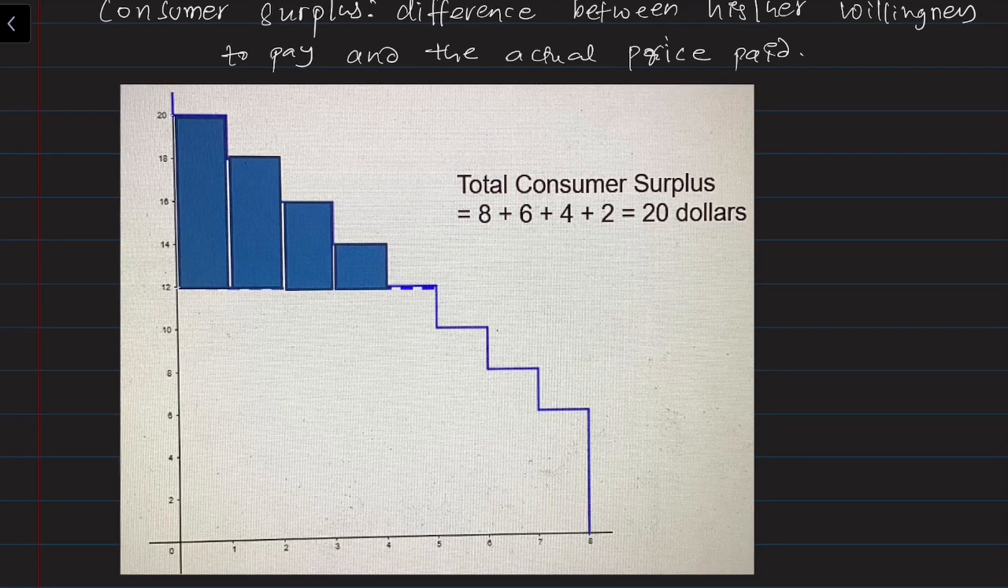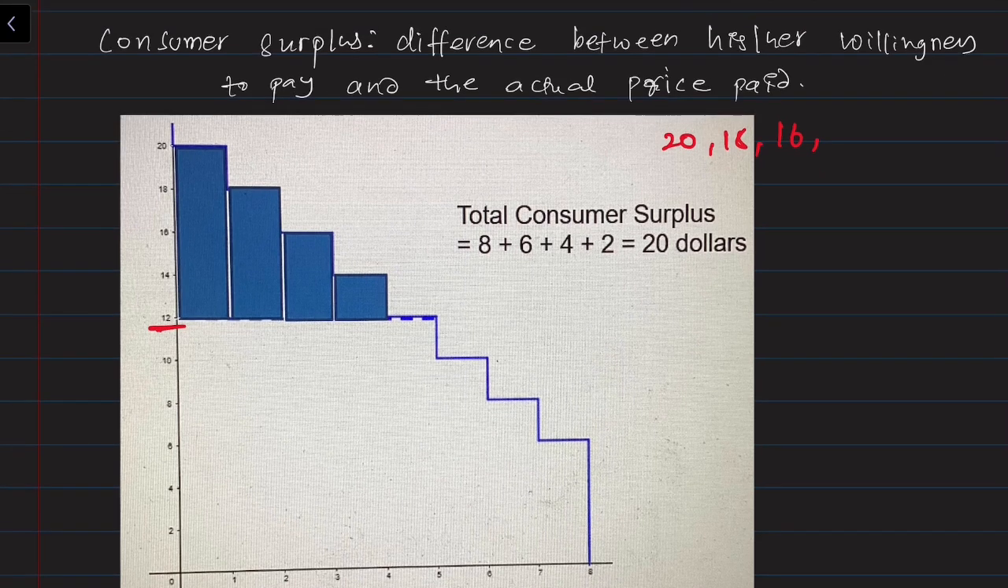So let's say in the current market the price of a good is $12, and there are 8 potential buyers in the market. The first buyer has the willingness to pay $20. Second buyer has willingness to pay $18, and third buyer has the willingness to pay $16, and so on. The willingness goes on decreasing by $2.